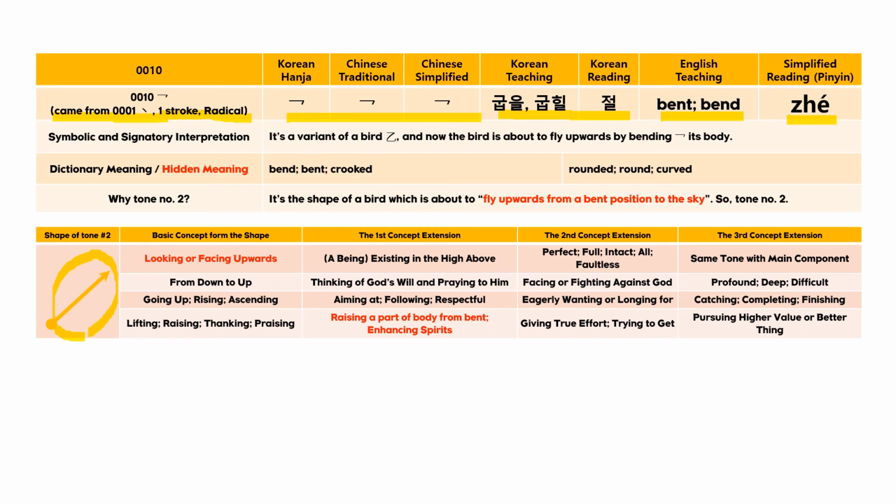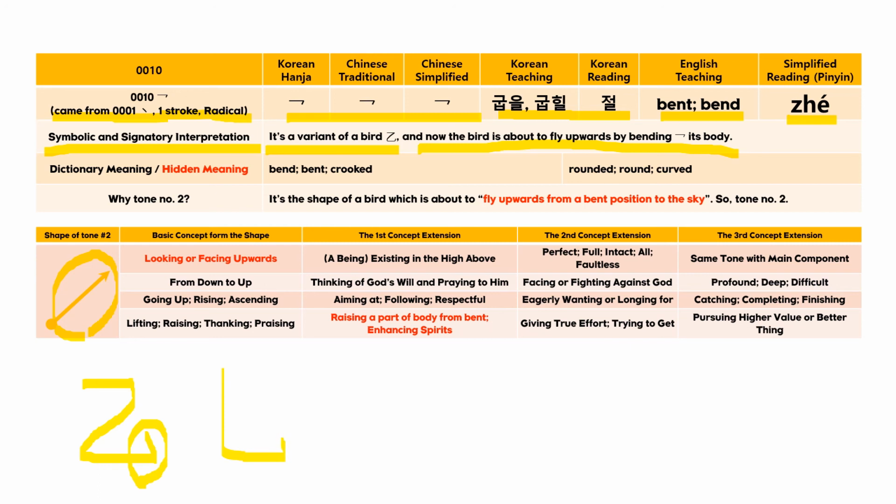Okay. Interpretation of this character, it's a variant of a bird. Can you imagine? Now the bird is about to fly upward by bending its body, right? Bird. This is the tail part, and you also learned this character, another variant of the bird.